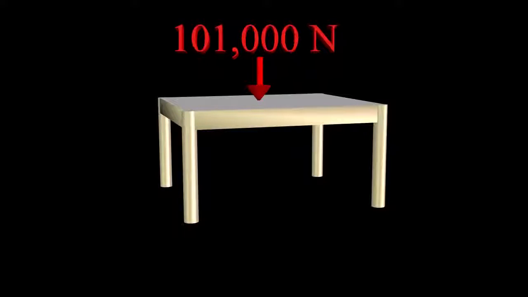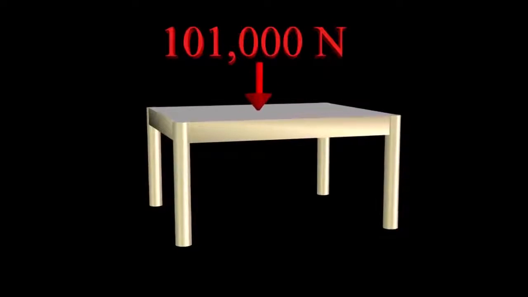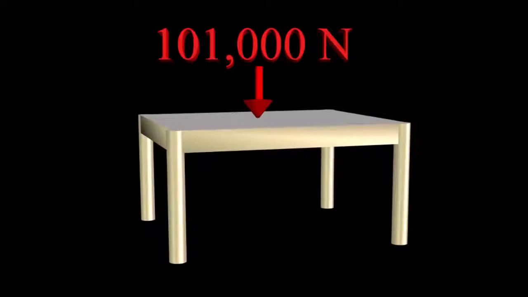If you have a small kitchen table, 1 meter square, the force on that area created by air pressure is approximately 101,000 newtons, equivalent to the weight of 10 cars sitting on the tabletop. If air pressure can generate such huge forces, why don't we notice it? Why doesn't the table collapse?